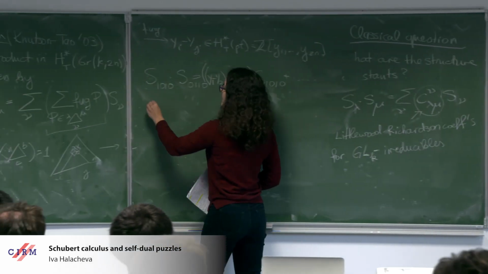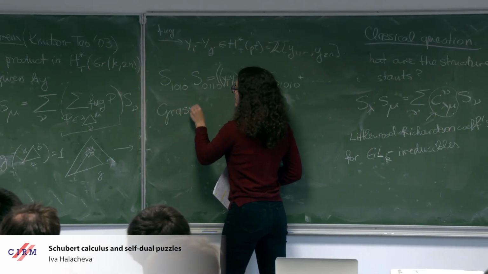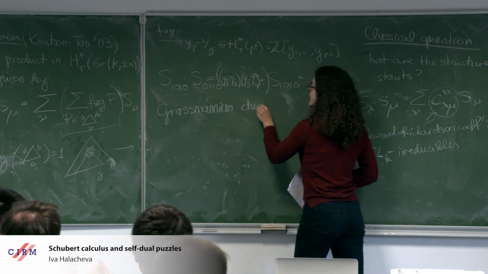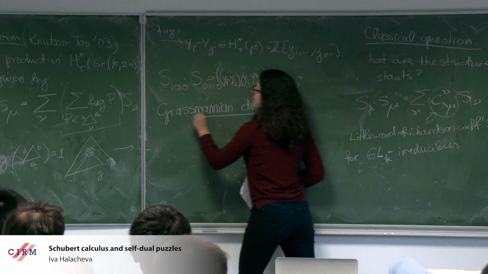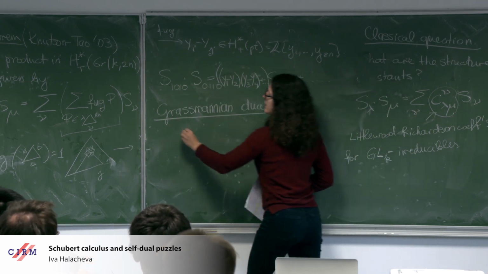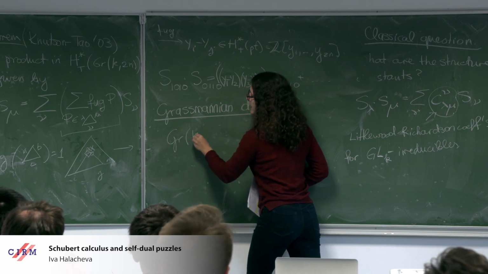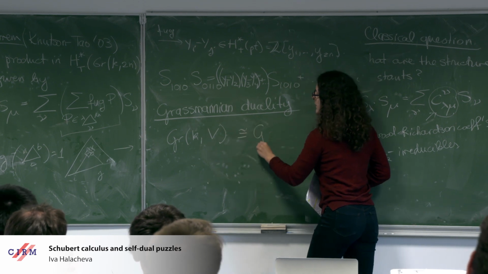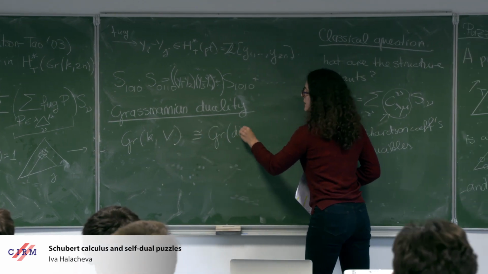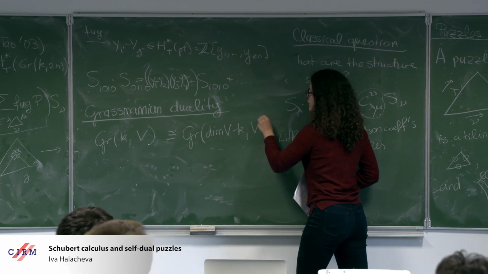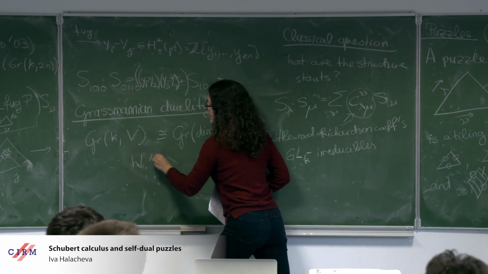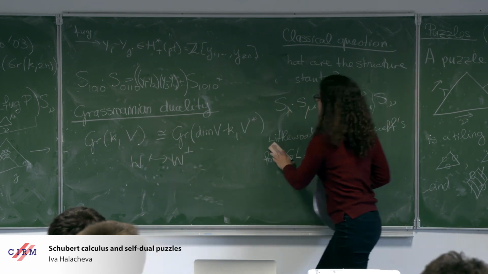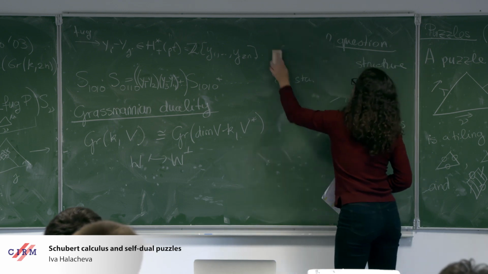So let me make one observation about these puzzles now. We have a certain Grassmannian duality, where we can look at the Grassmannian of k-planes in some space V, which is isomorphic to the Grassmannian of dimension V minus k-planes in V dual, where you just take a k-plane to its perp. And so the cohomologies are isomorphic.